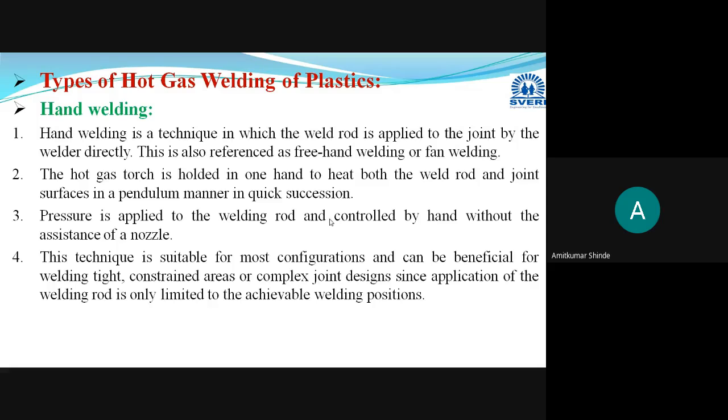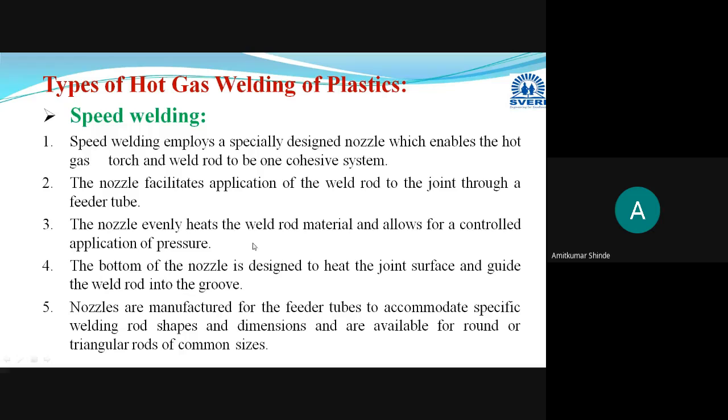Whichever pressure is required is applied with the help of that weld rod only. And in speed welding, in this nozzle arrangement, one feeder tube will be there. In that feeder tube the weld rod will be provided, and whichever pressure is required can be applied with the help of the nozzle. This is the basic difference between hand welding and speed welding. You can go for hand welding or you can go for speed welding.